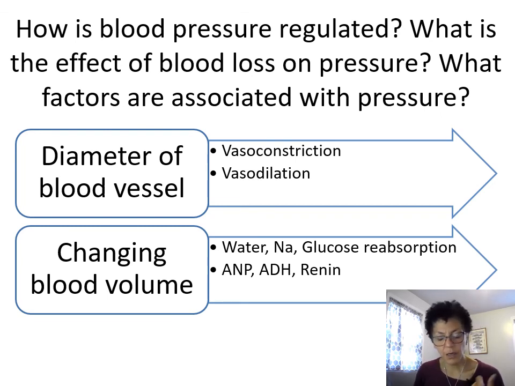Renin is listed there. Renin is what triggers the renin-angiotensin pathway. And if we go all the way to the end of that pathway, one of the things we see at the end of that pathway is aldosterone. And aldosterone works like ADH. It tells your kidneys, reabsorb more sodium and water. So ADH, aldosterone, make your blood volume go up to restore homeostasis. ANP makes your blood volume go down to restore homeostasis.